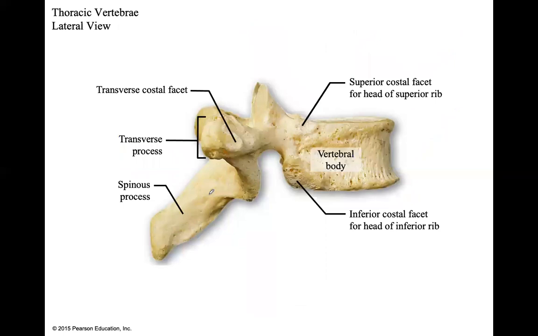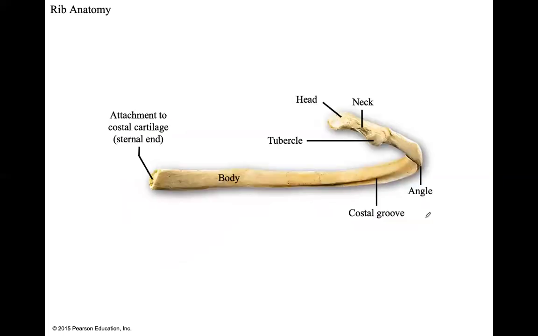Let's look at these facets from the side view. So here's the vertebral body. This is anterior. Here's the spinous process. This is posterior. Here's the transverse process. Off the transverse process is a costal facet. Off the vertebral body, there is a superior costal facet, and there's going to be an inferior costal facet. And this is where the ribs are going to articulate.